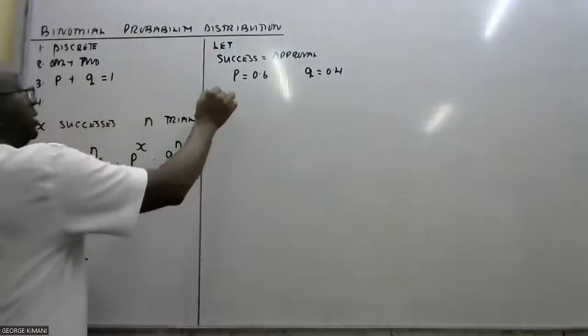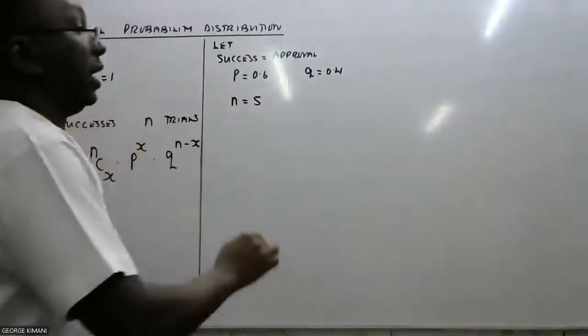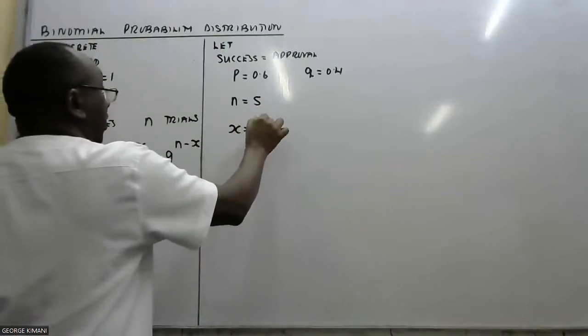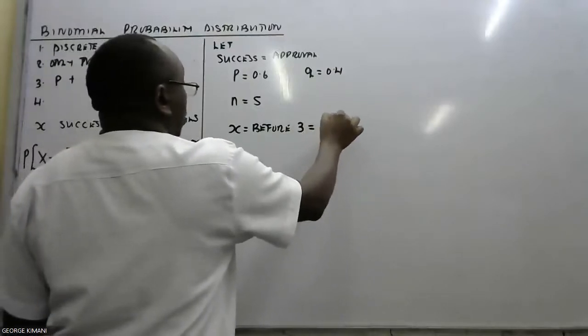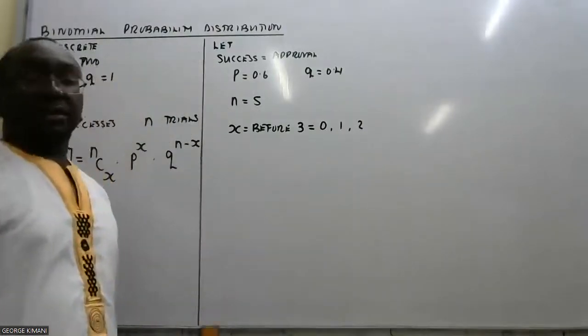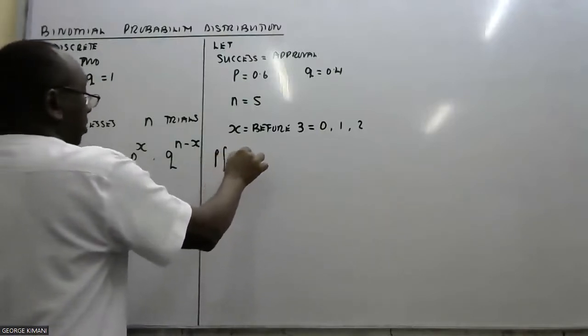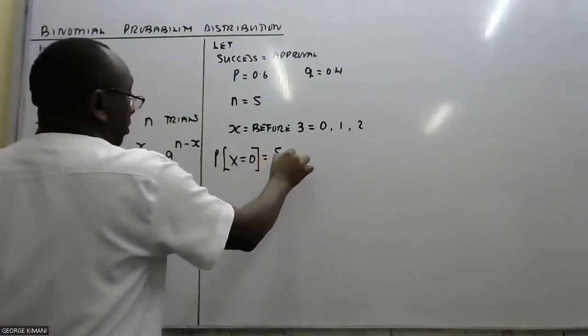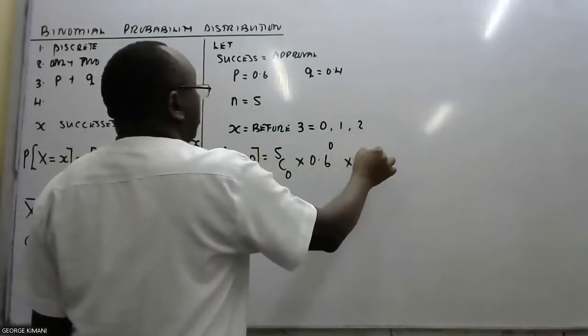And we are told that we process 5 applications. So that means our N is 5. And after we process, we want to see what is the chance that we may get less than 3. So X is before 3. So before 3, we are simply saying it is 0 or 1 or 2. So straight on then, probability that X is 0 will then be 5 combined 0, multiplied by 0.6 raised to power 0, multiplied by 0.4 raised to power 5.